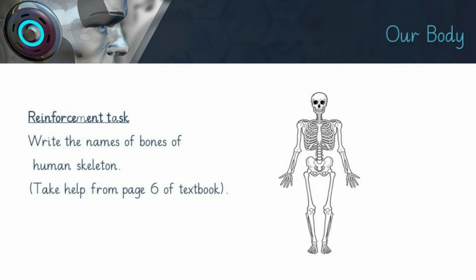Now this is the time for enforcement task. Write the names of bones of the human skeleton. You can take help from page number 6 of your textbook and the given details so far in relevance to the human skeleton. I hope, children, that you will revise all of the main points discussed so far that have been explained for bones as well as skeleton.